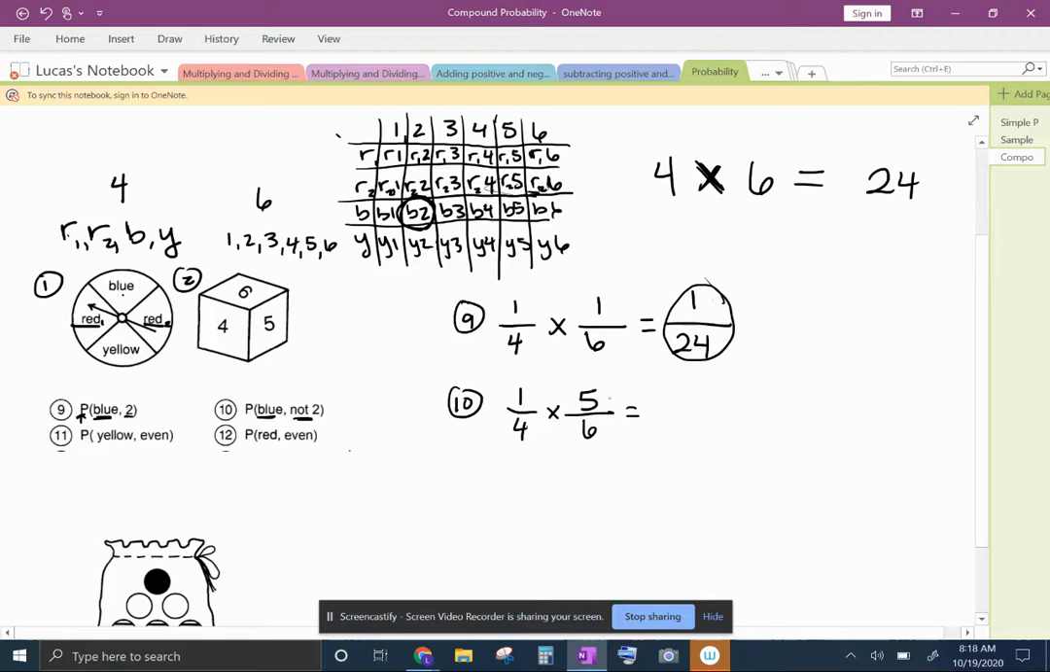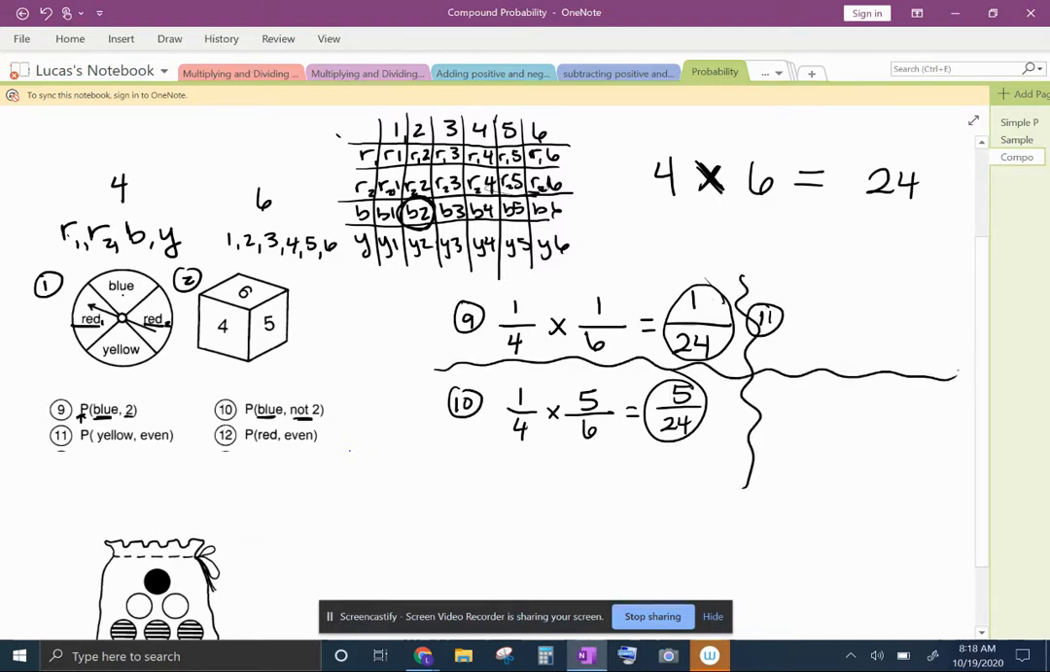So 1 times 5 is 5. 4 times 6 is 24. So that is the answer for number 10. Let's go into number 11. Number 11 says the probability of yellow and then even.